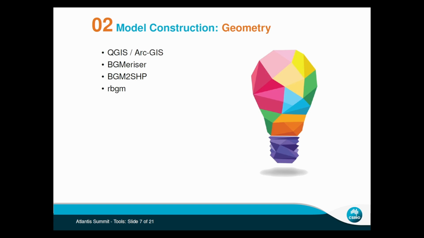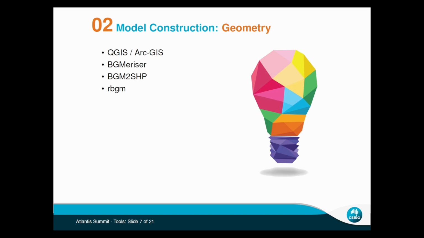What tools do we have to work with the BGM? Usually to construct a BGM file, first we construct something that we call a shapefile. And the tools that we use for that are, I would say, the typical type of tool that we use with GIS. So we have QGIS, which is an open source one, and then we have ArcGIS, which is part of Esri, a proprietary type of software. Then we have the BGMerizer, which takes those shapefiles and builds the BGM file. Then we have another tool called BGM to shapefile, and that one does the opposite. It takes the BGM file and builds a shapefile.